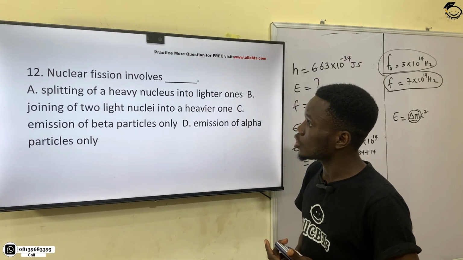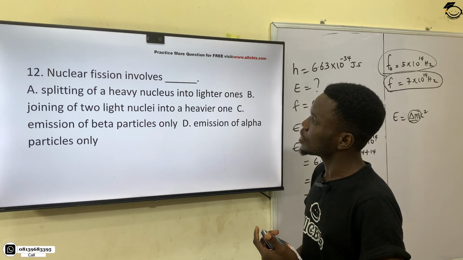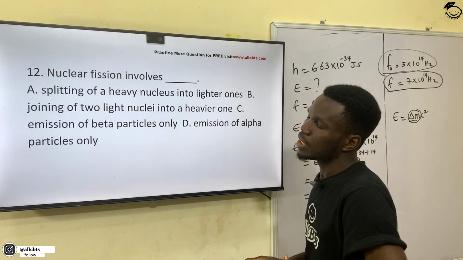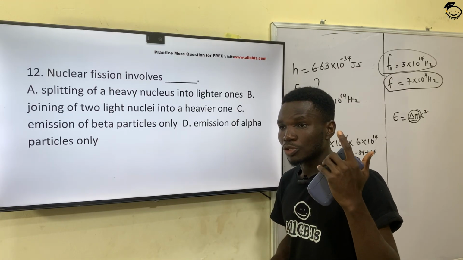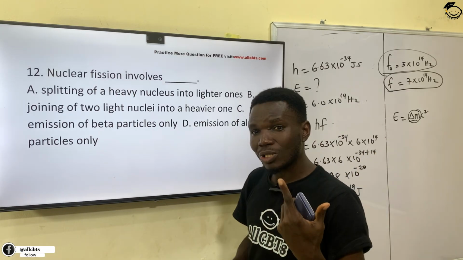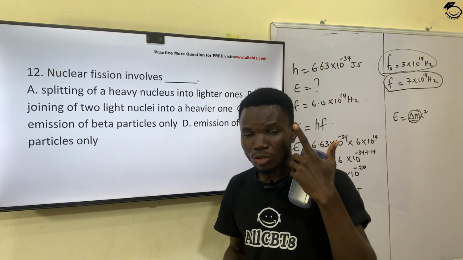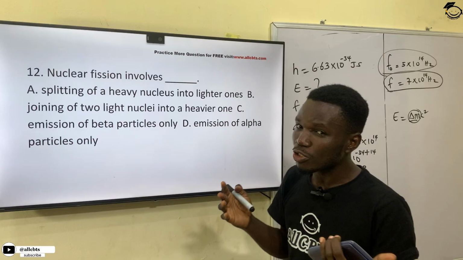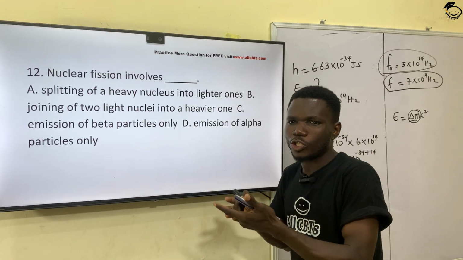So that is also question number 12, which says, nuclear fission involves dash. Now, when I was explaining the nuclear reaction, I said that we have got two types of reaction in that topic. We have nuclear fission and nuclear fusion. So they're asking us, what does nuclear fission involve?